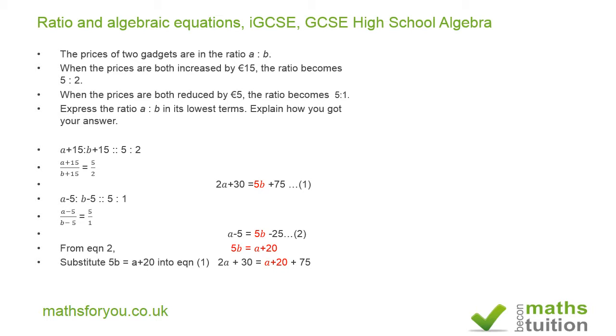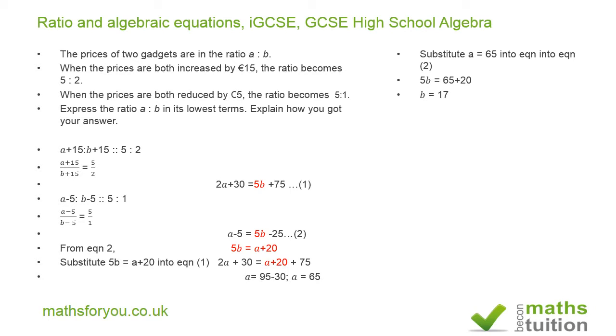Now, if we then subtract 30 from both sides and subtract A from both sides, we end up with A is equal to 95 minus 30. So A has a value of 65. Now, if we then substitute A is equal to 65 into equation 2, we end up with 5B is equal to 65 plus 20. Now, 65 plus 20 is 85. Divide both sides by 5, we end up with B is equal to 17.